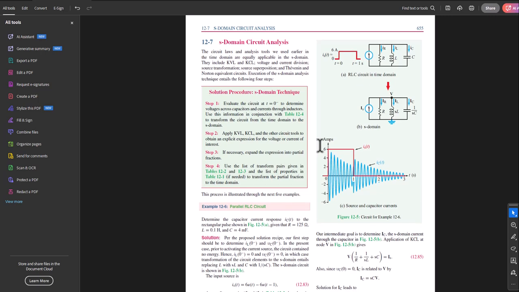Is this how they got the equations for the parallel or series RLC circuits? You mean with all those alphas and omegas? Mm-hmm. No, those you just solve them. Oh.